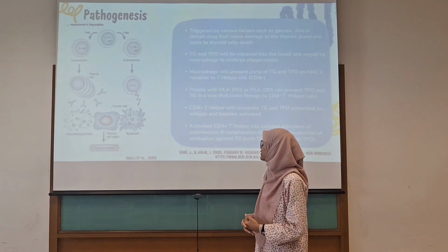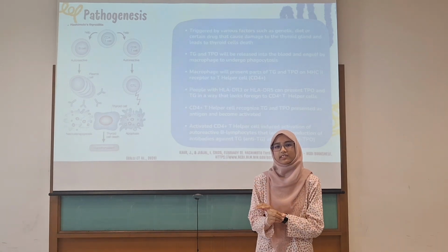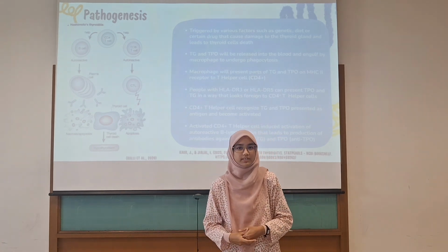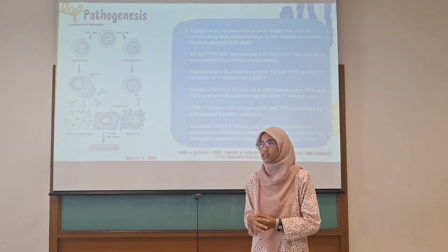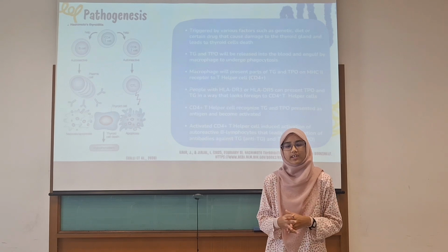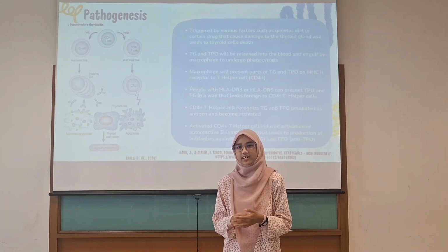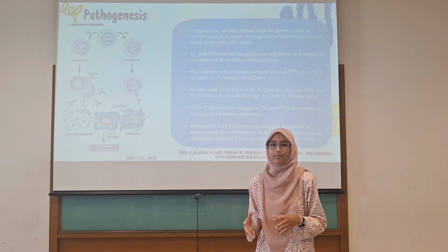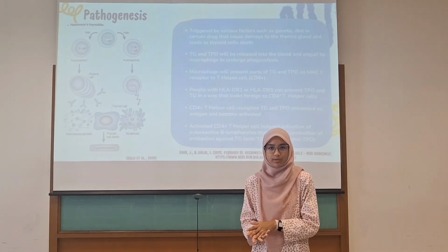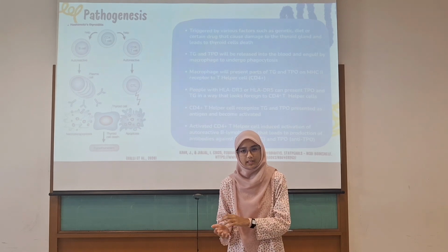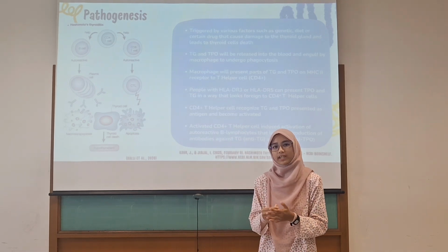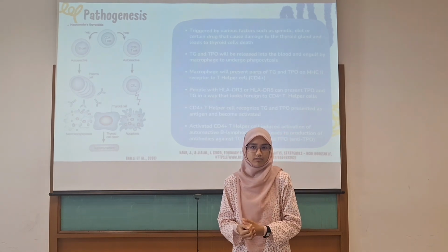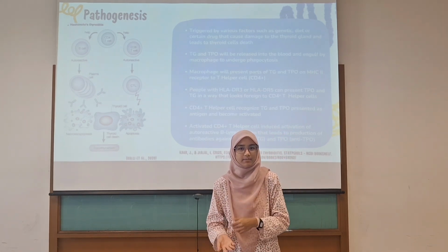After phagocytosis, the TG and TPO will be presented on the MHC class 2 receptor to the T helper cell, which is also called the CD4 plus cell. Some people with HLA-DR3 or HLA-DR5, which are genetic markers, can present this TG or TPO as a foreign body to the T helper cell. So the T helper cell will recognize TG and TPO as an antigen and not its own body cell, and will become activated.